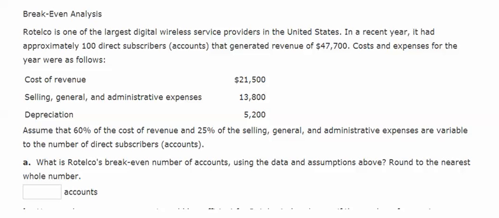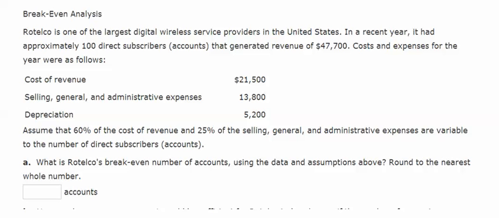Rotelco is one of the largest digital wireless service providers in the United States. In a recent year, it had approximately 100 direct subscriber accounts that generate a revenue of $47,400. Costs and expenses for the year were as follows. We have cost of revenue, $21,500. Selling and general and administrative expenses, $13,800. Depreciation, $5,200. Assume that 60% of the cost of revenue and 25% of the selling, general, and administrative expenses are variable to the number of direct subscribers.